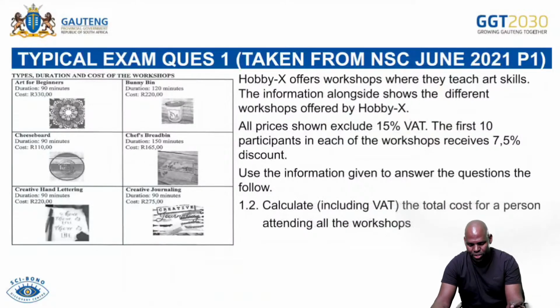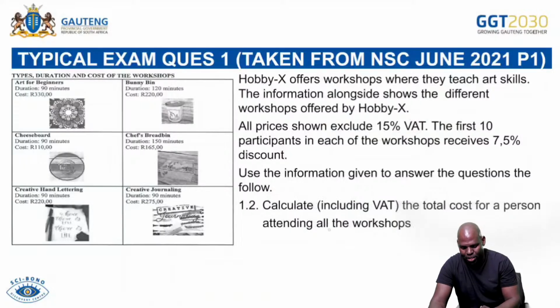Right. Then the next question is, calculate including VAT the total cost for a person attending all the workshops. So how many workshops are here? There's 1, 2, 3, 4, 5, 6 workshops. If a person has to attend all the workshops, the person will have to pay the total amount. But the amounts indicated here are actually excluding VAT.